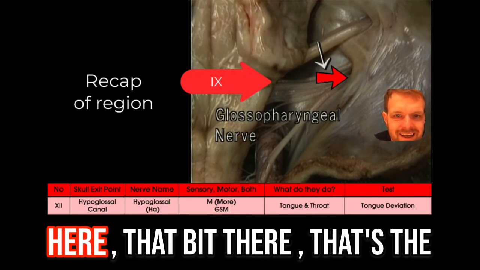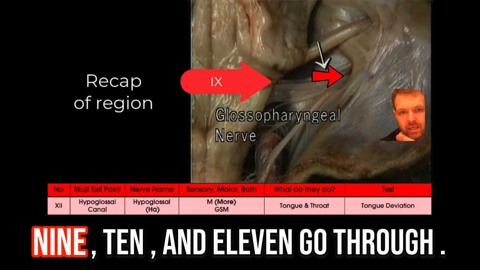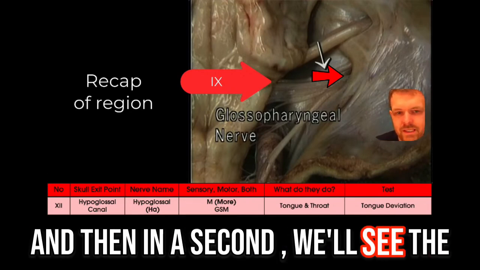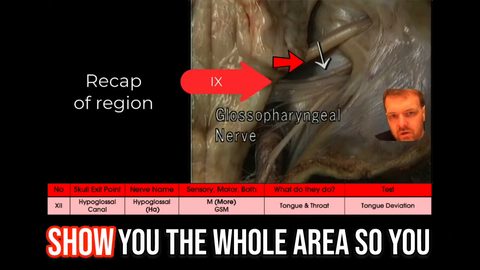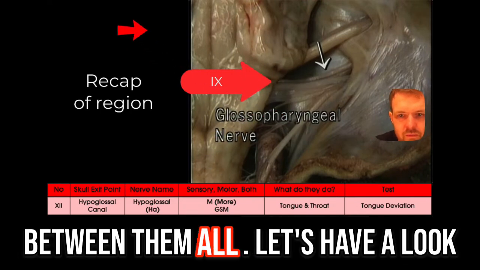This area here, that bit there, that's the jugular foramen. That's where 9, 10 and 11 go through. And then in a second, we'll see the hypoglossal, but I just wanted to show you the whole area so you could differentiate between them all. Let's have a look at that.